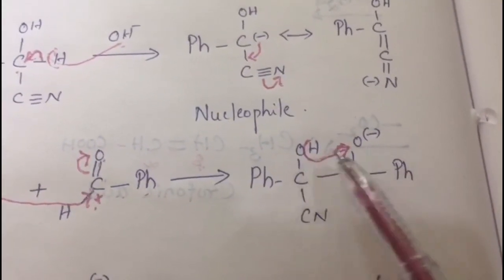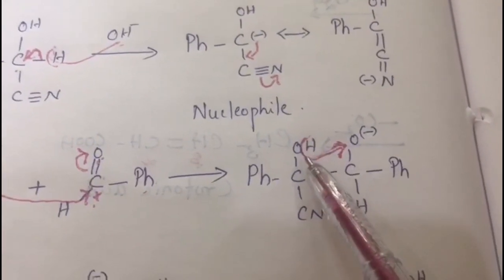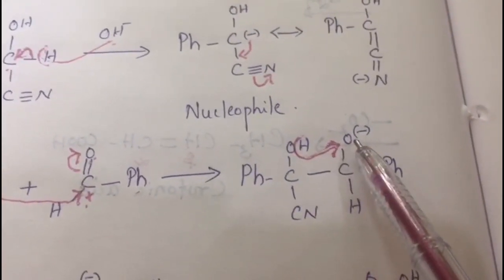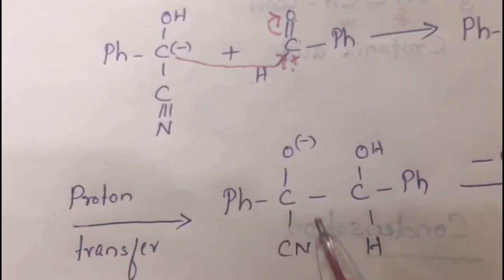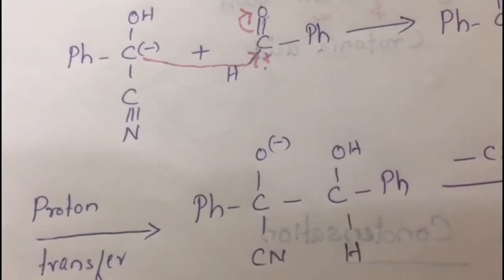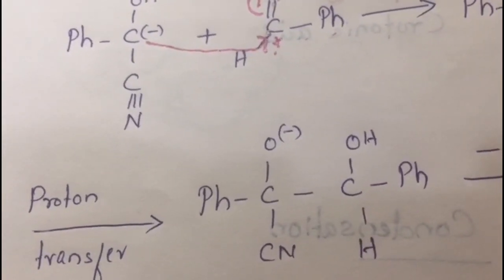So this is like an acid-base reaction. The acid will donate H+ and the base will accept H+. So here it will be O minus and here it will be OH. So this is our product after proton transfer: Ph, C, CN, O minus, C, OH, H, Ph.